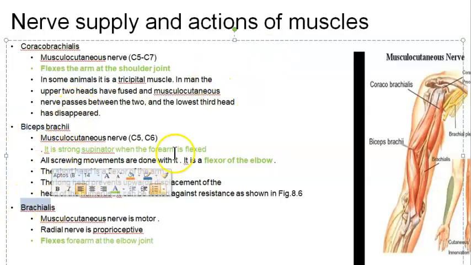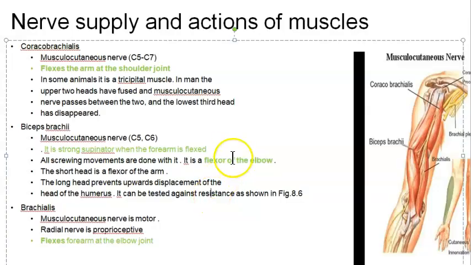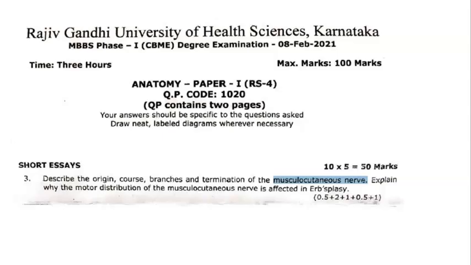Biceps brachii and brachialis will flex the forearm, remember. And biceps brachii can also help in supination when the forearm is flexed. It's a strong supinator when the forearm is flexed. Everything is flex, flex, flex. Remember, the angle is reducing.